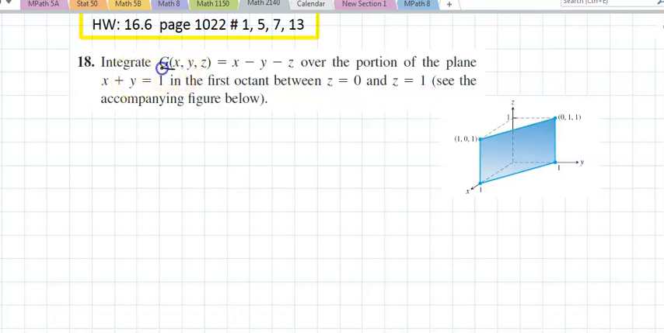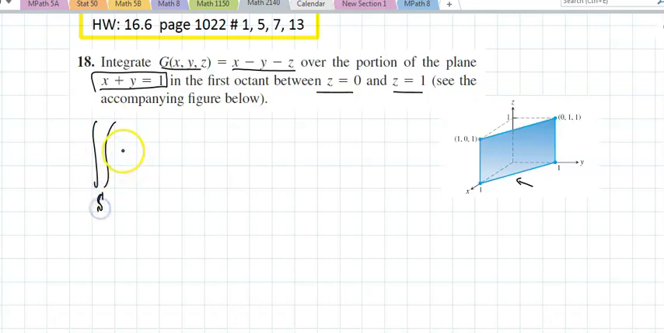So the last problem: integrate g of x, y, z. Again, the surface integral of this function over the portion of the plane x plus y equals 1, in the first octant, from z equals 0 to z equals 1. So I want the double integral over S of g of x, y, z dρ, and let's see how that works.